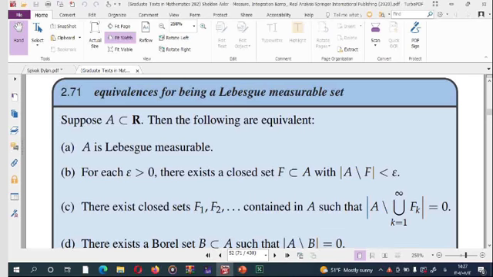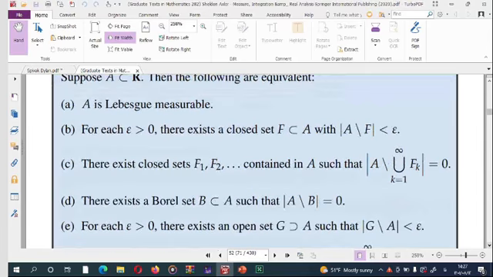Let A be a subset of R. All of these are equivalent. A is Lebesgue measurable. For each epsilon, there exists a closed set F, a subset of A, with this property. And for each epsilon, there exists an open set G that contains A with this property: the Lebesgue measure of G minus A is less than epsilon.